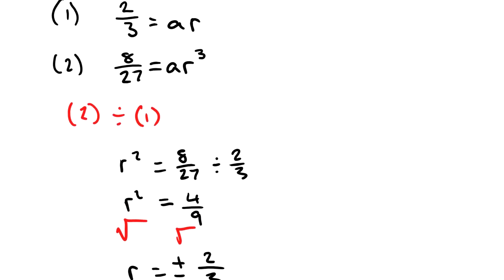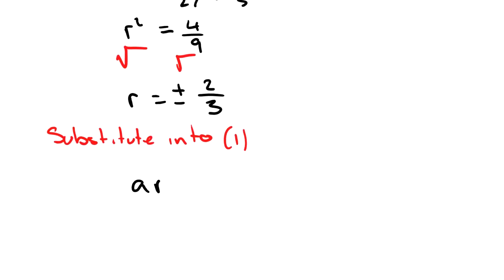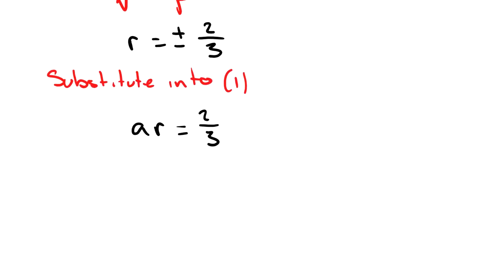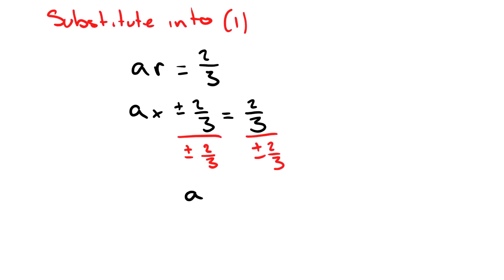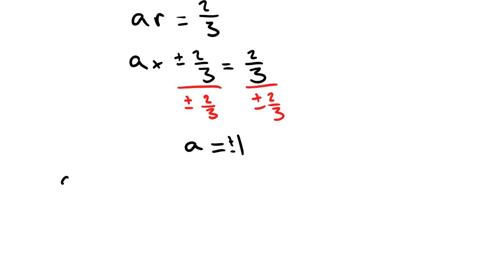So the first equation was 2 over 3 equals ar. We know r now, so we can then divide by plus or minus 2 over 3. So a comes out as 1, plus or minus 1. We now know that we can say a equals 1 and r equals 2 over 3. And we can find our limiting sum there.